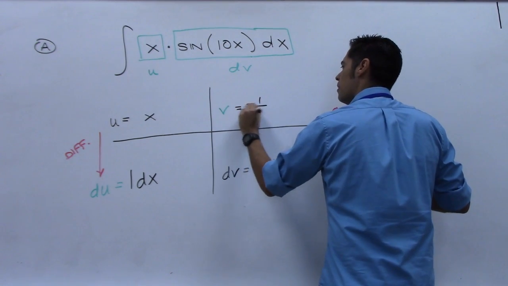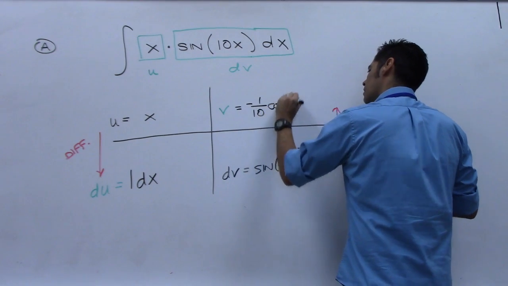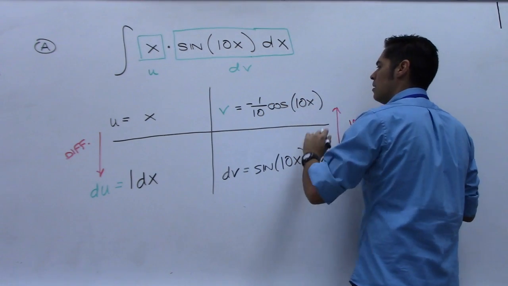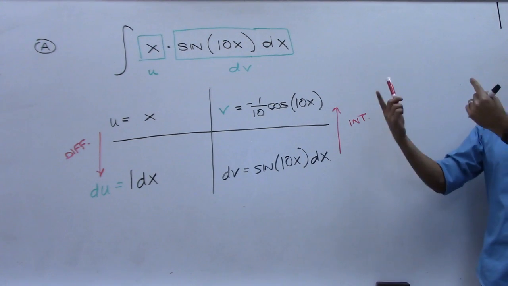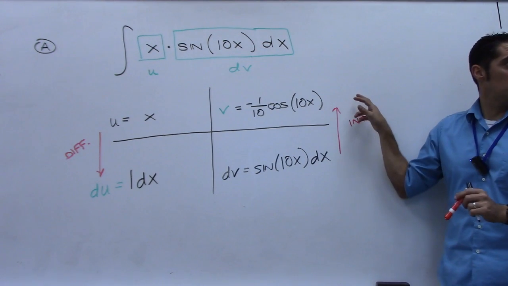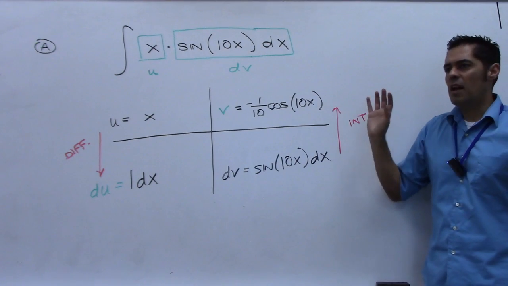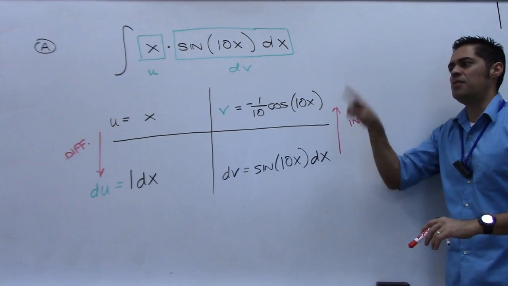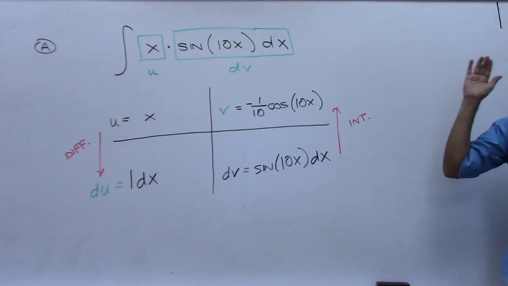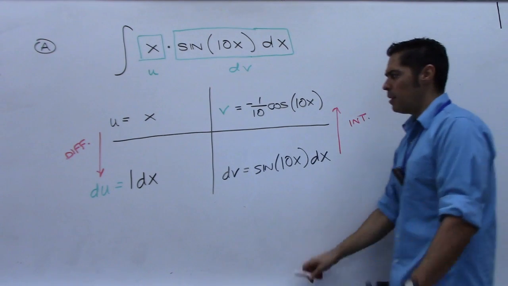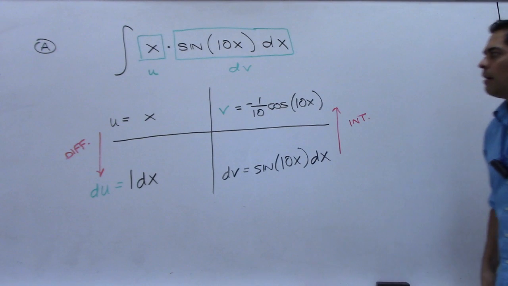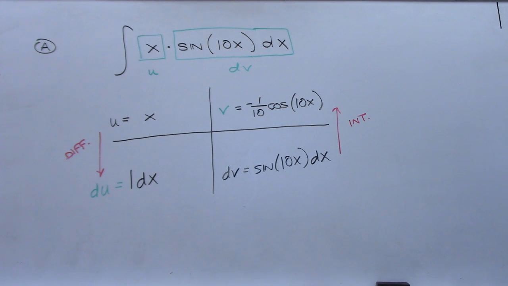Negative 1/10 cosine 10x. Now no dx, because we integrated, right? We integrated, so we would put plus c here, wouldn't we? But I'm just going to remember plus c at the very end of my problem, all the time. You could bring it here, but it's going to complicate things. All right, you ready? That's it. We filled the table out. Everything from here on out is just plugging in.